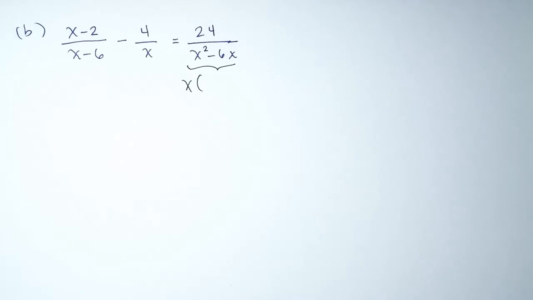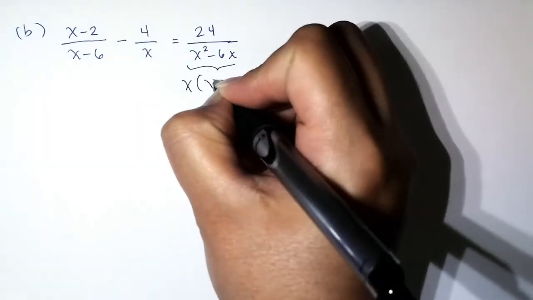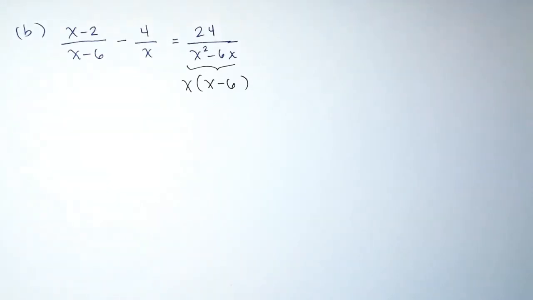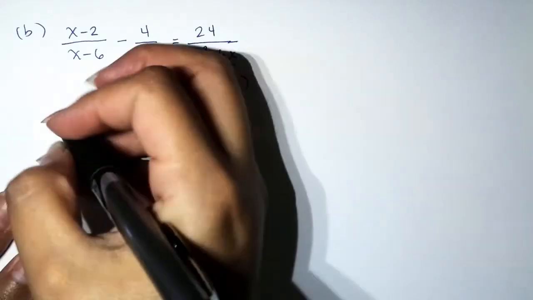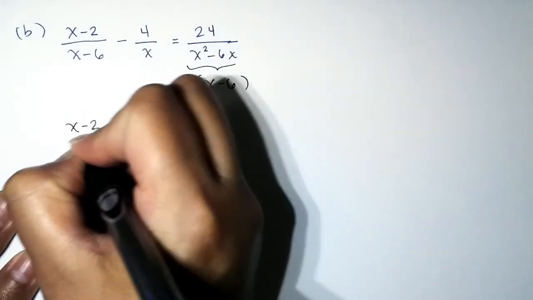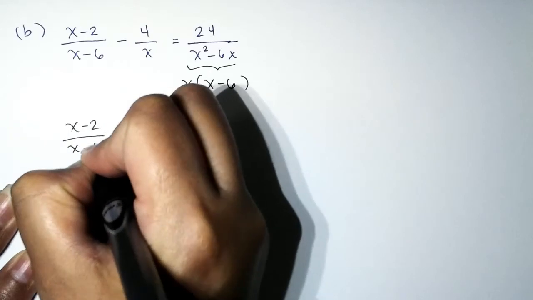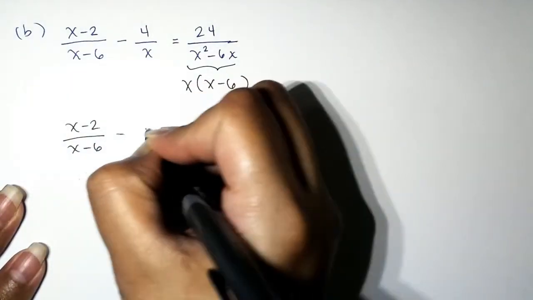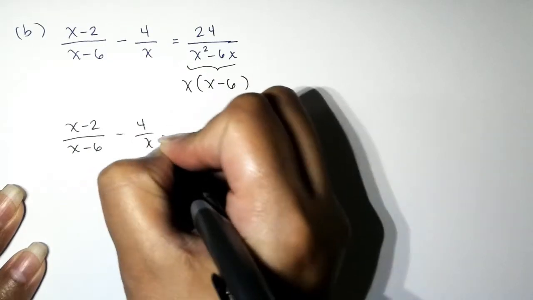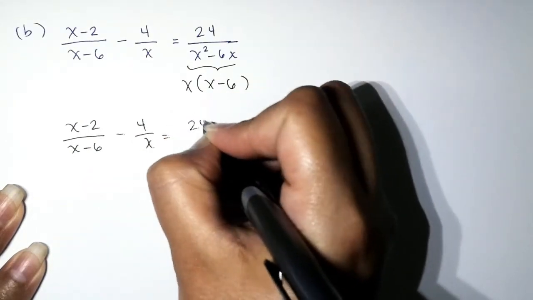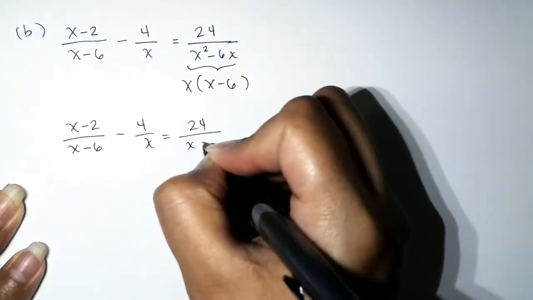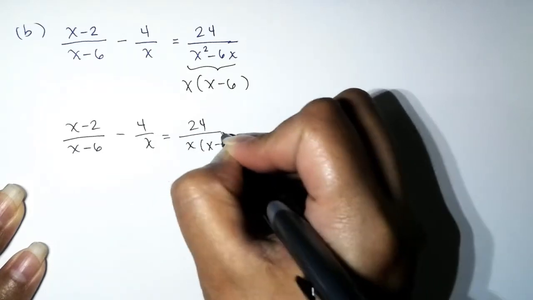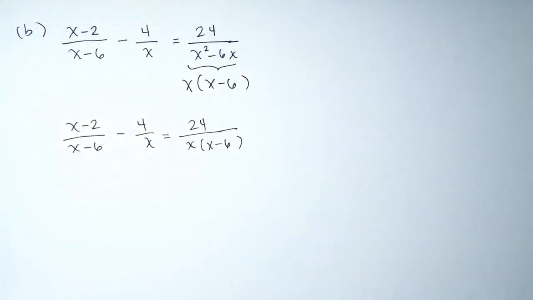When we factor out an x, that will leave us with x minus 6, and that's it. Just by taking out the GCF, we have factored completely. Let's write our new equation. Let's rewrite the equation where all the denominators are in factored form. So we have x minus 2 over x minus 6 minus 4 over x is equal to 24 over the freshly factored x times x minus 6.